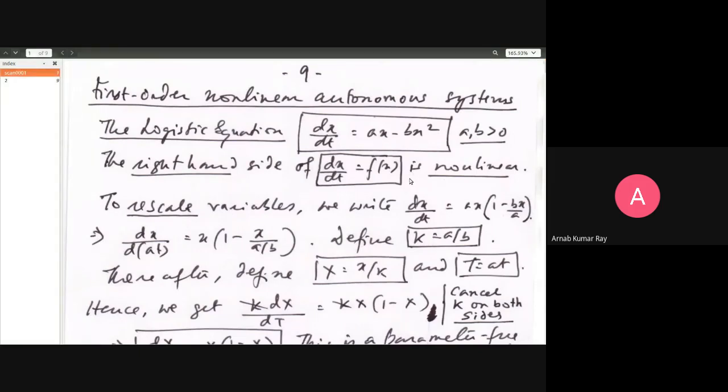So, immediately you'll realize that this can't be the equation for an initial condition where t is equal to 0 and x equal to 0. Anyway, we shall come to all that soon.